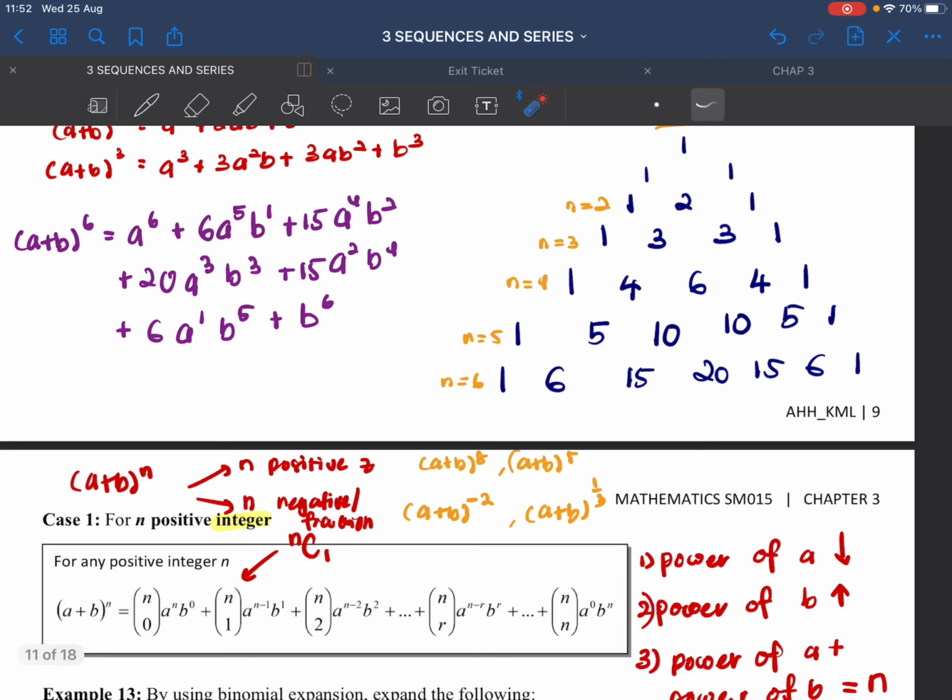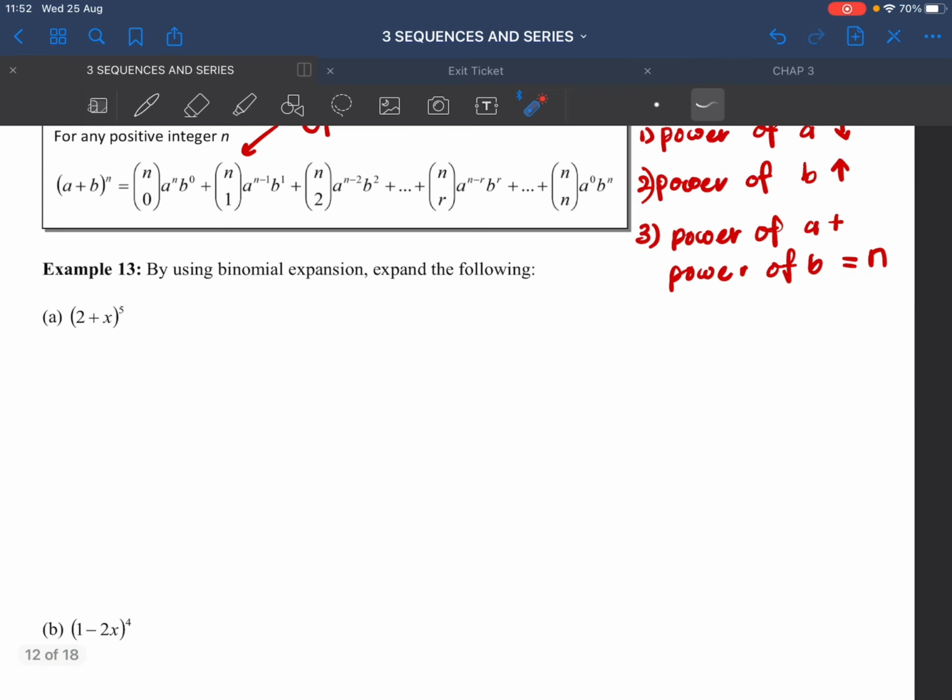Let's see, if you have 5 plus 1, you will get 6. Okay, 4 plus 2, you will get 6. 3 plus 3, you have to get 6. 2 plus 4, you have to get 6. Okay, alright, so that is how we use the formula. Okay, let's go to the example.